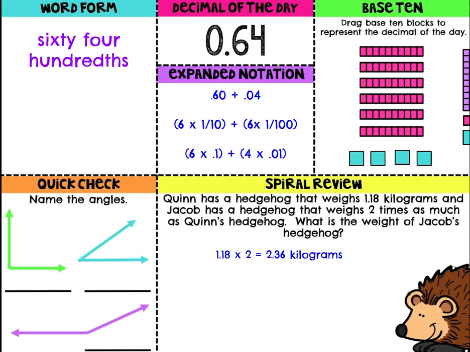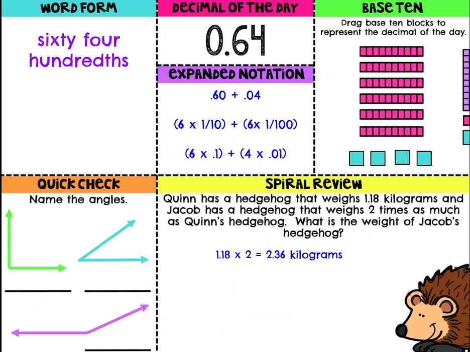Same thing. Drag your base 10 blocks to represent the decimal. So I have 6 tenths because there was a 6 in the tenths place, and 4 hundredth cubes because there was a 4 in the hundredths place. And then you're going to drag over a Q obtuse to identify the angles. And then you have a word problem.